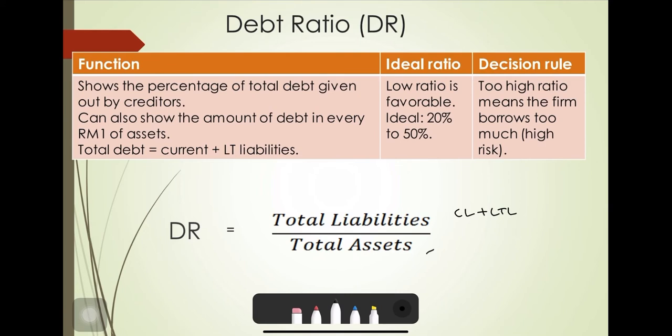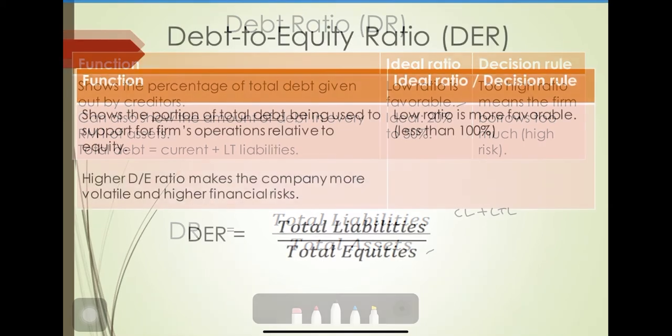So what is the ideal ratio? The low ratio is favorable. The ideal suggested here is for the company to possess 20 to 50% of debts compared to assets. And then the decision rule: too high a ratio means the firm borrows too much.